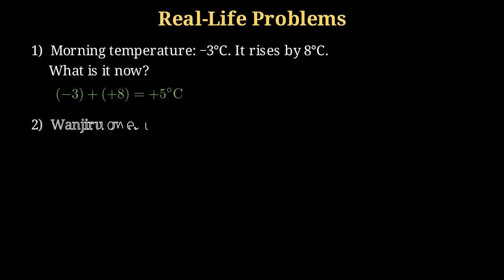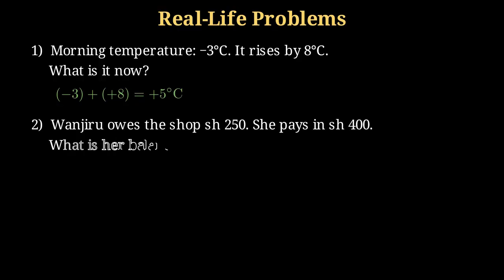Problem 2. Wanjiru owes the shopkeeper 250 shillings, that is negative 250. She hands over 400 shillings. What is her balance now? Negative 250 plus positive 400. Different signs. 400 minus 250 is 150, positive because 400 is the bigger size. She's owed 150 shillings change.